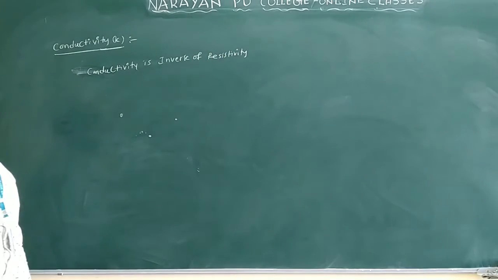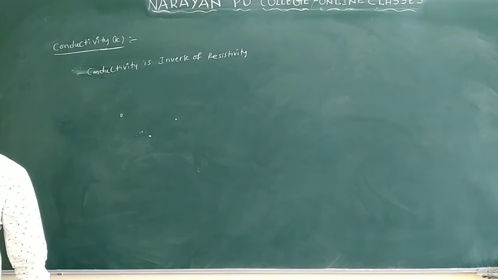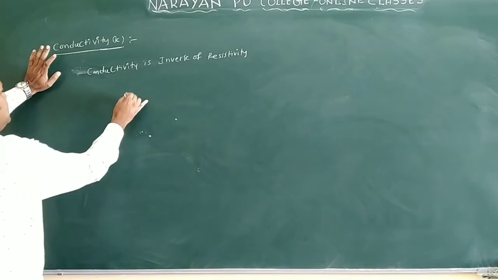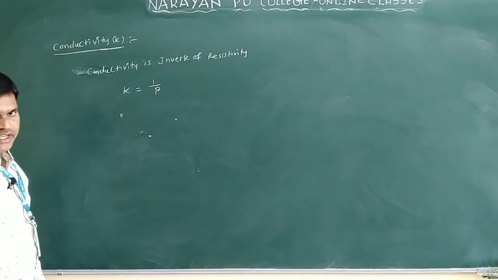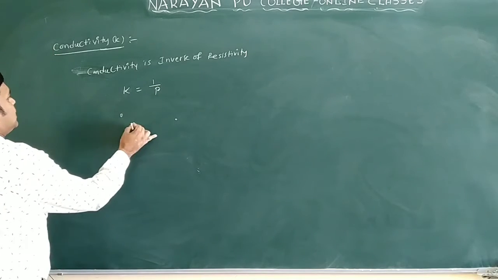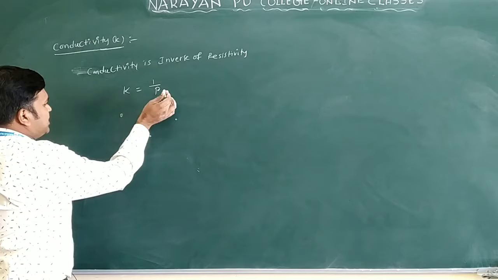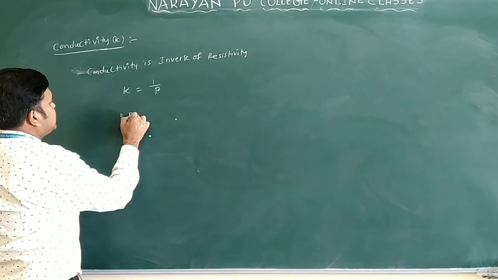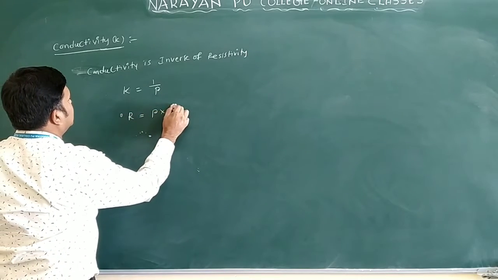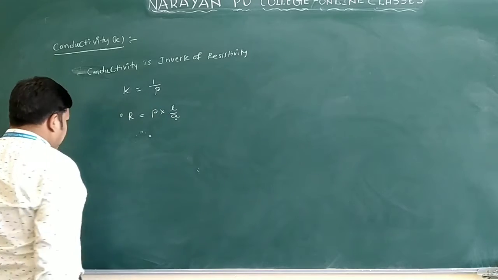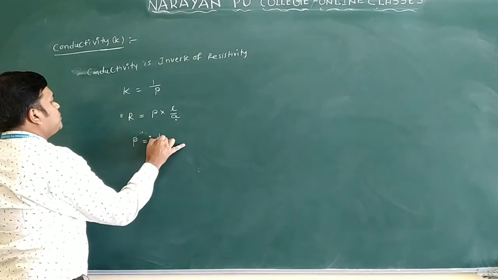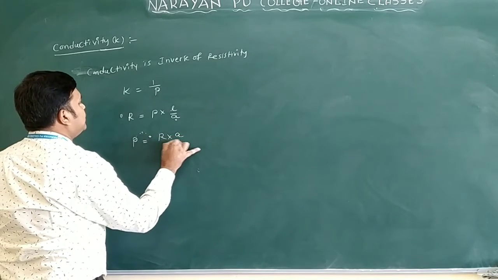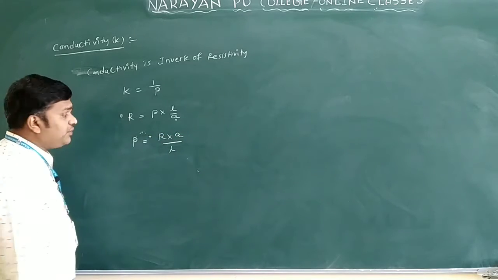Conductivity is the inverse, or reciprocal, of resistivity. I will write K is equal to 1 by rho. Generally, how will you get the units? Resistance R is equal to rho into L by A. From this I will write rho is equal to R into A by L.